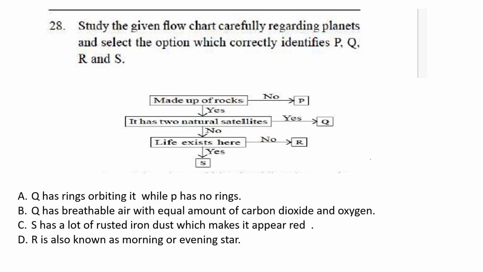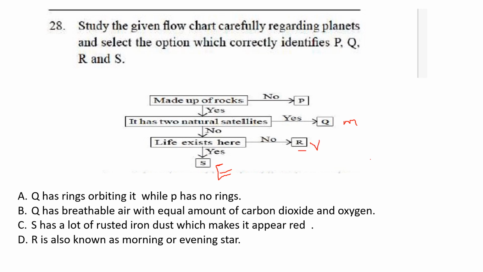Question number 28. Study the given flowchart carefully regarding planets and select the option which correctly identifies P, Q, R and S. Made up of rocks? No, that is P. Yes, it has two natural satellites, that is Q. Q is Mars because Mars has two natural satellites. No, life exists here is yes, that is S, Earth. And where life does not exist, that is R, Venus.